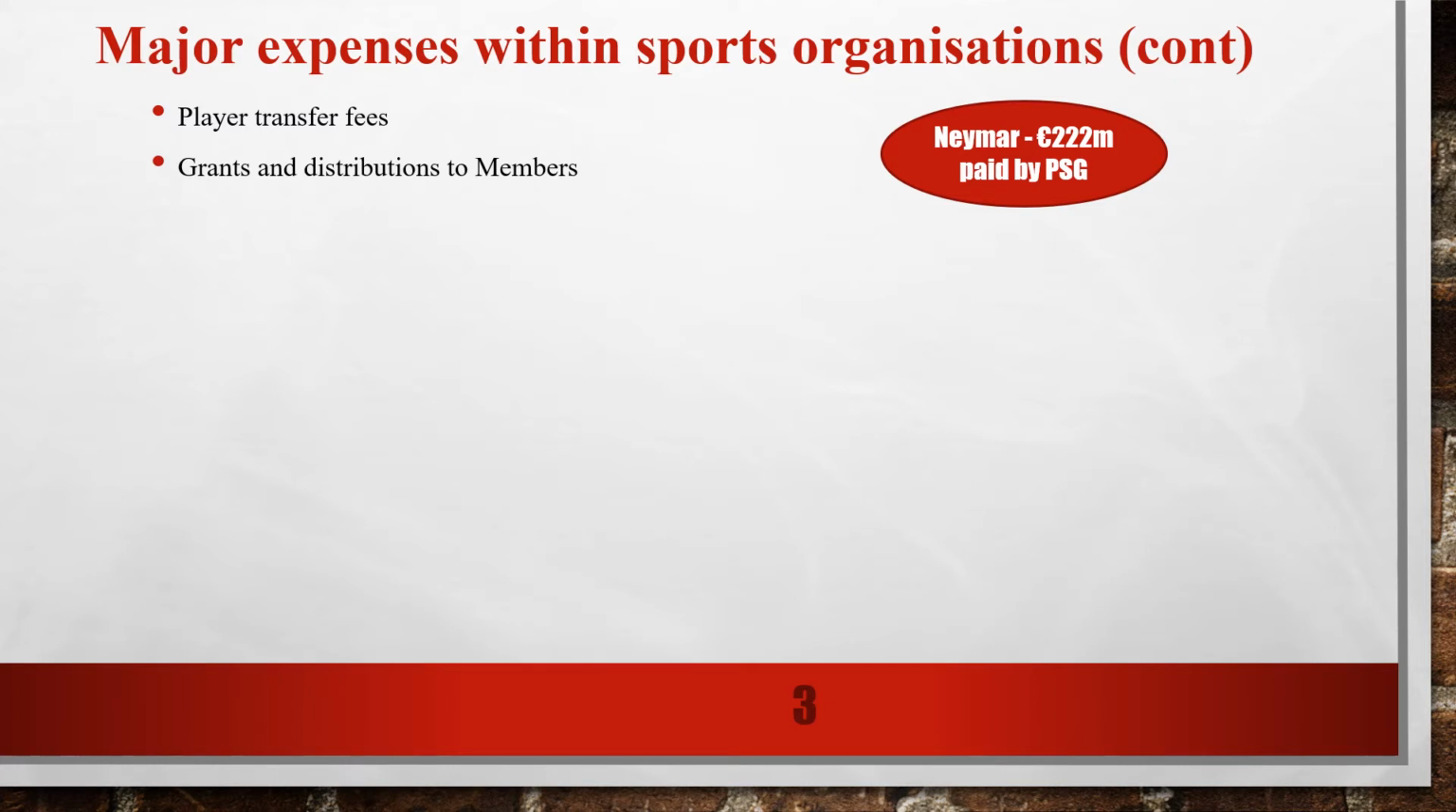Grants and member distributions. International and national sporting federations also provide their members with grants and distributions out of the profits that they make from their events. For some of the not too well-off members, this can be a major part of their annual income, and we will look at distribution models in due course.